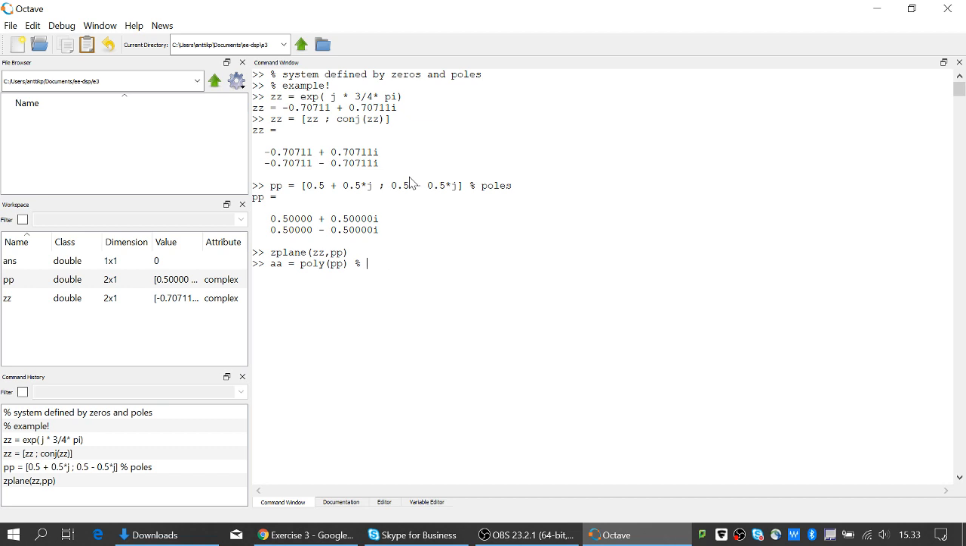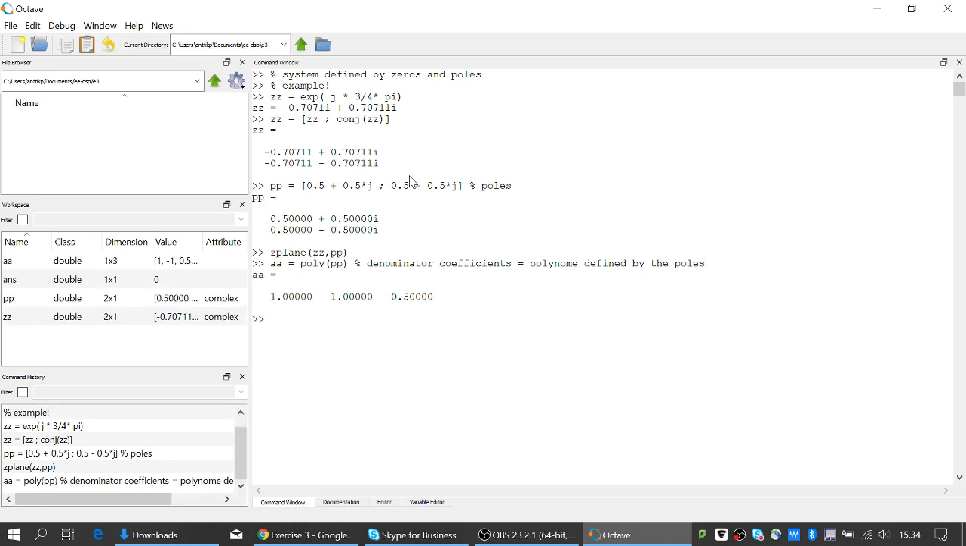So these are the denominator coefficients. Coefficients of the polynomial defined by the poles. There. Wow. That's easy to calculate.